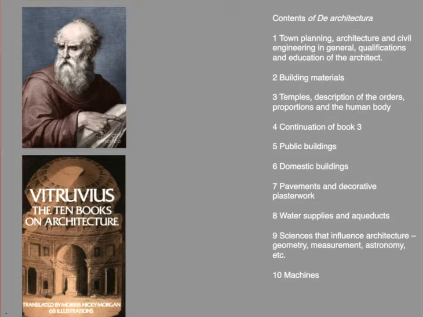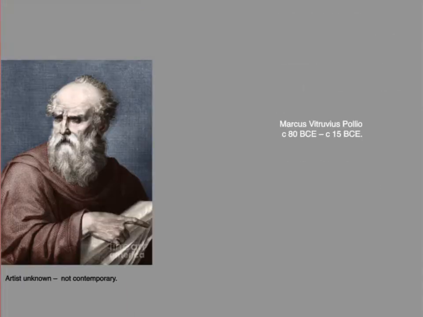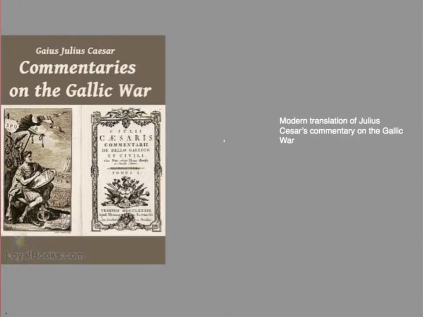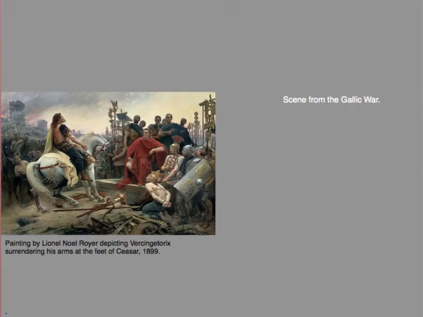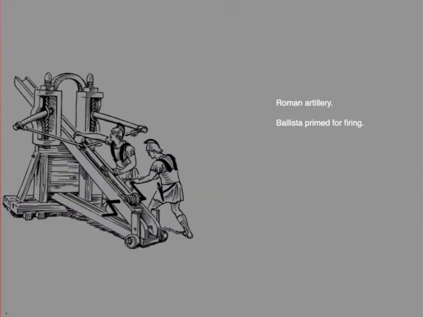The author, whose full name was Marcus Vitruvius Pollio, and who lived, we think, from 80 BCE until 15 BCE, is a somewhat shadowy figure about whom little is known. He was a military engineer who was involved in Caesar's Gallic War, and of course Caesar's account of that is well known, and his speciality seems to have been the operation of ballista, the Roman equivalent of artillery.